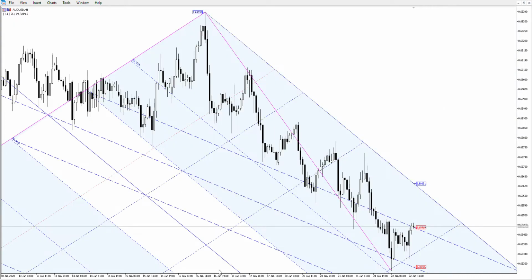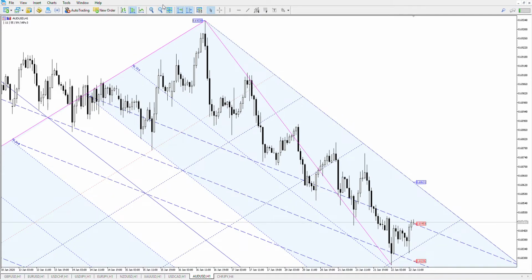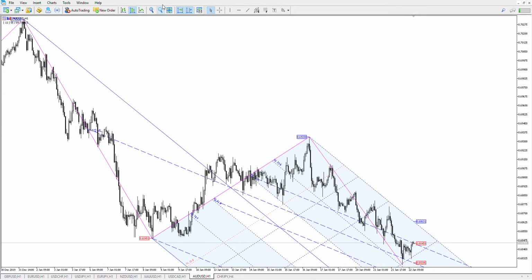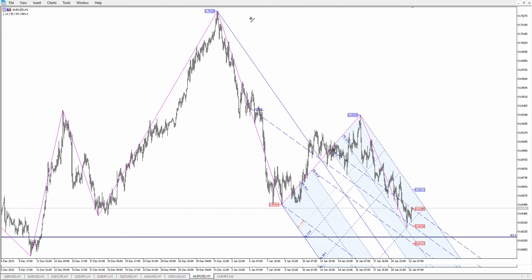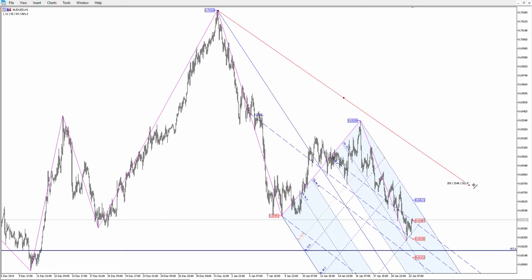Australian dollar, it's doing a similar thing to the other dollar pairs. So we've got a descending pitchfork, descending channel, and we've got a descending diagonal, which we can draw. But you can see it anyway, don't really need to draw it. So that's that. I'm not sure what that fib's for.